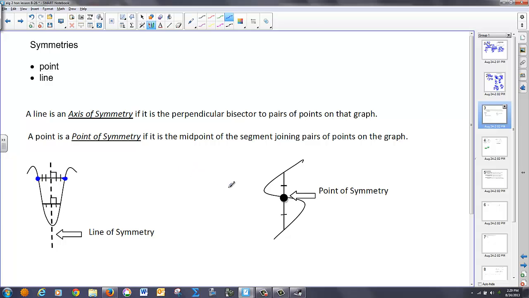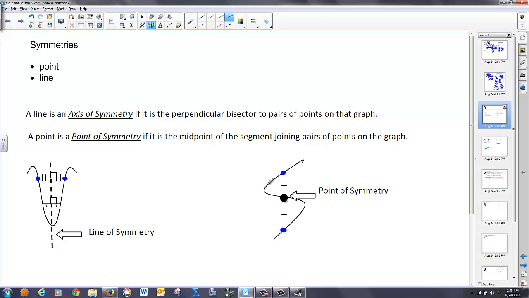A point is a point of symmetry if it's the midpoint of a segment joining 2 points. So in this case, here's point 1, point 2 on a graph, and I say those are symmetric over this point. Therefore, that segment has to have this point of symmetry as the midpoint of its segment.